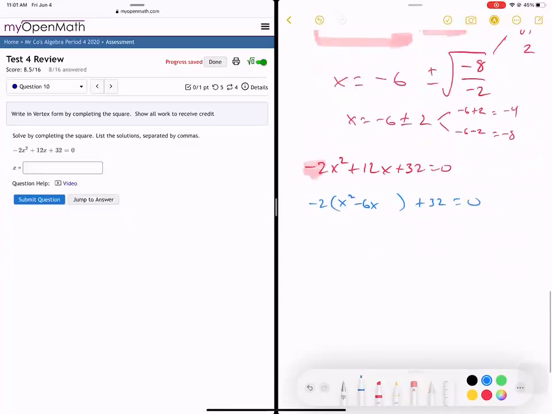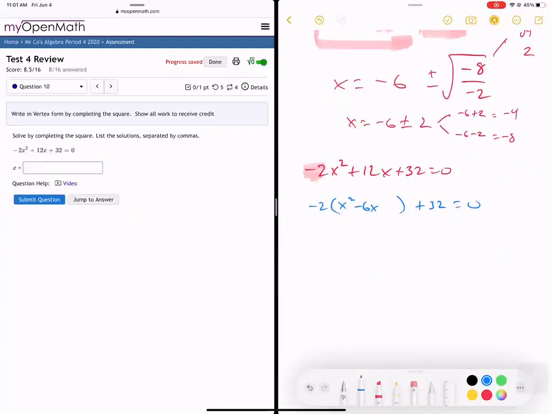Now, how did I do that? How did I end up from 12 to 6? When you divide 12 by 2, it is 6. And then we take out the negative. You can double check it. Now that we're in a nice, easy form, we can complete the square.